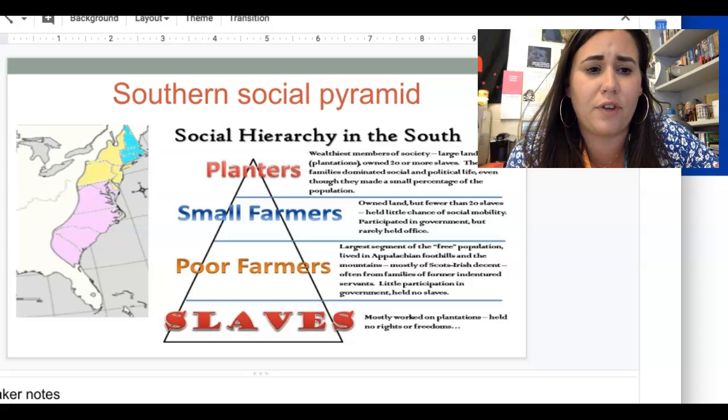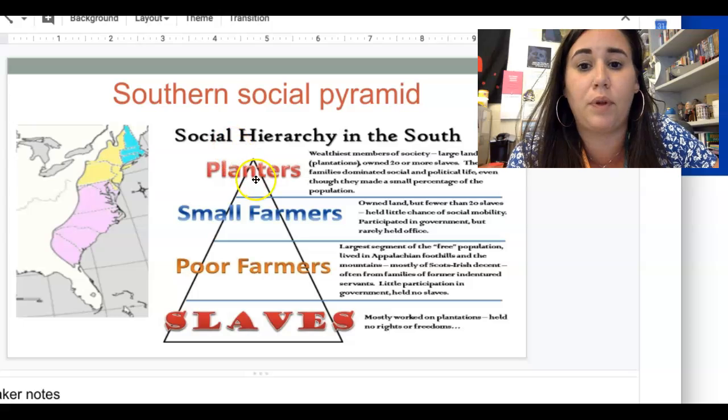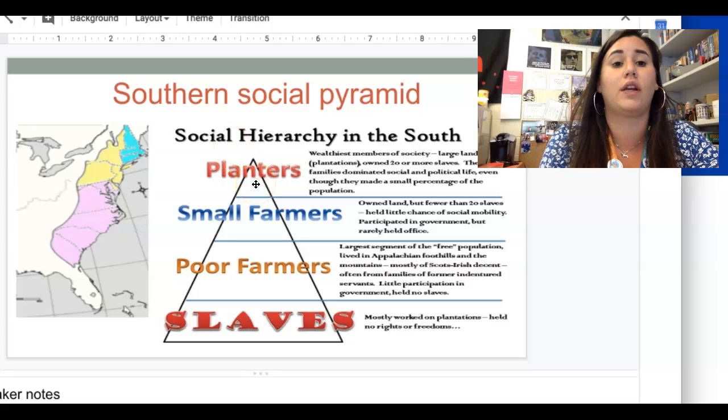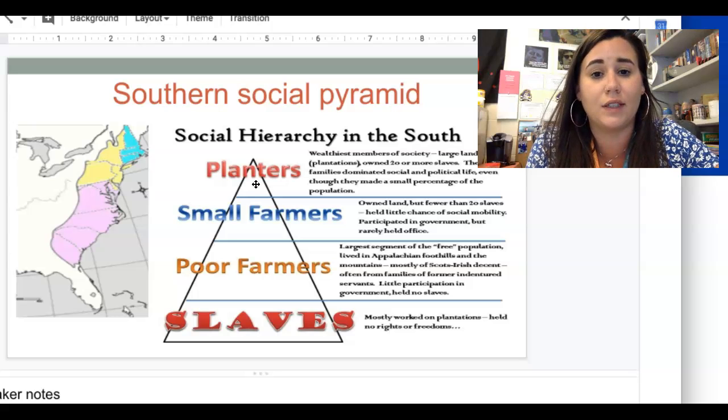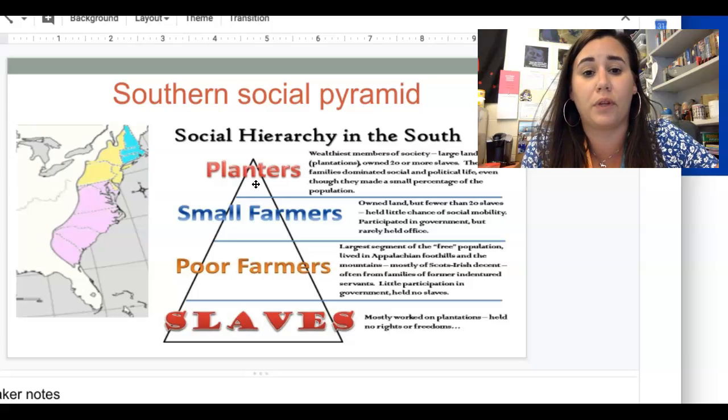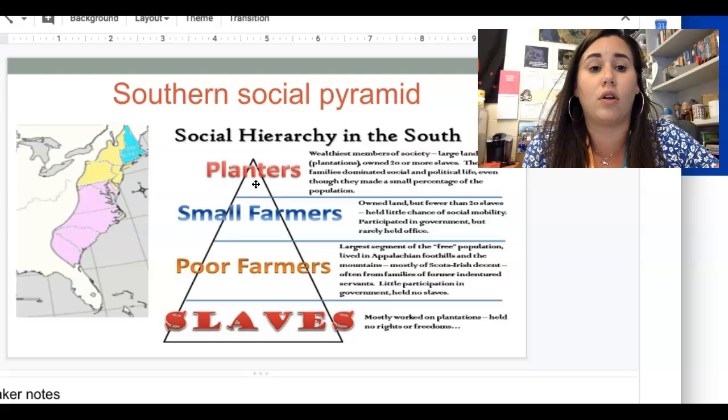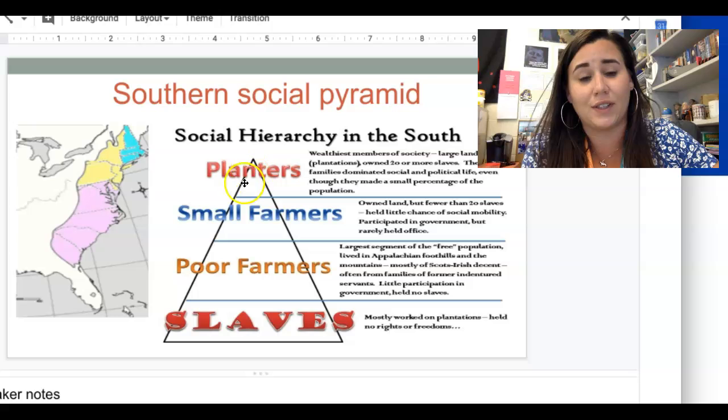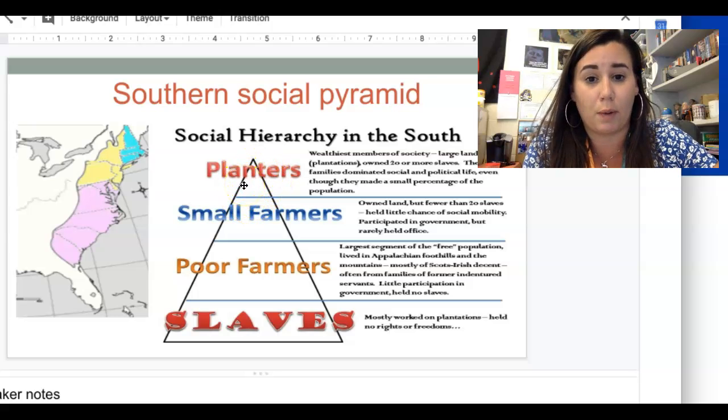This is what I've hit on a little bit in class, the strict social structure in the southern colonies. Planters were those who came over already wealthy, and because of systems like the headright system, they were able to amass large amounts of land. So they are going to own plantations, which is accompanied with 20 or more enslaved people working on those plantations. So these families are going to dominate both social and political life, even though we can see on the triangle they make up the smallest part of the population.